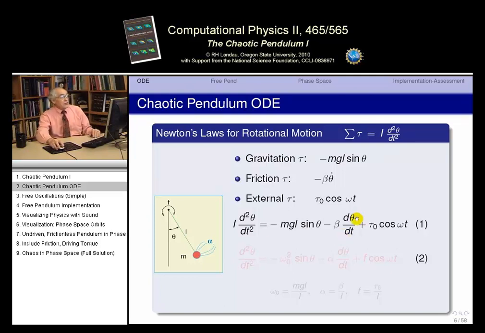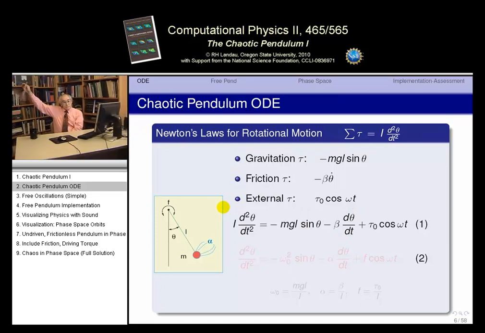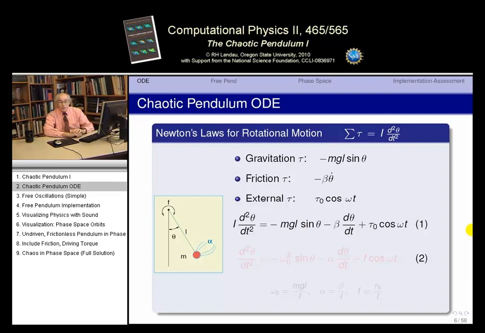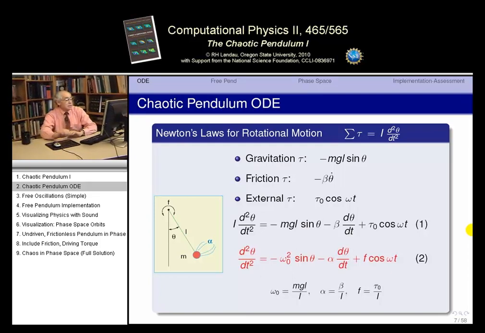And then we have the driving force. So we have this force at the top, or a torque, that tends to move sinusoidally back and forth if there's nothing else happening. So there's a sine, it could be cosine. Here it's cosine omega t times some constant. Okay? So that is our equation of motion, equation 1. It's usually written in a form more standard and a little easier to understand as equation 2. All we've done is divide through by the moment of inertia I.